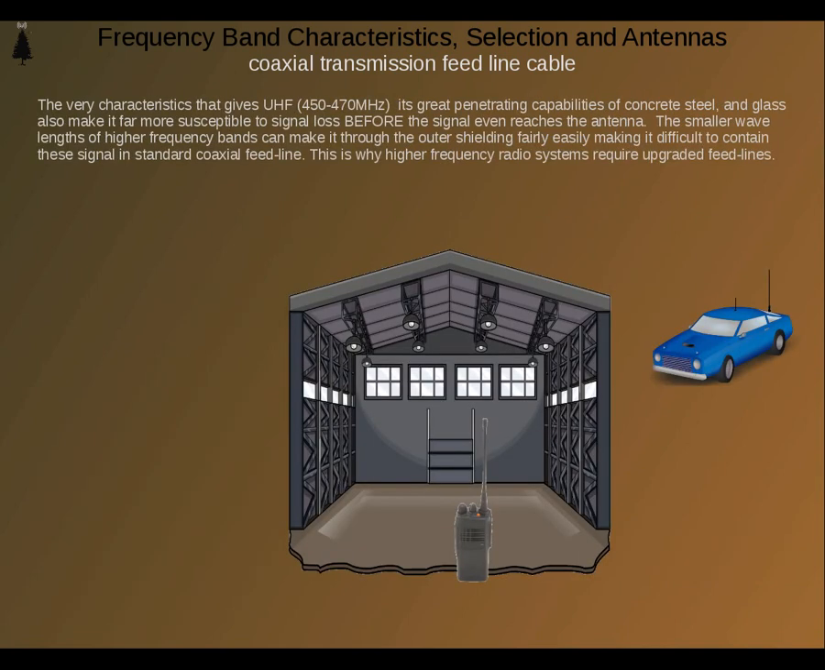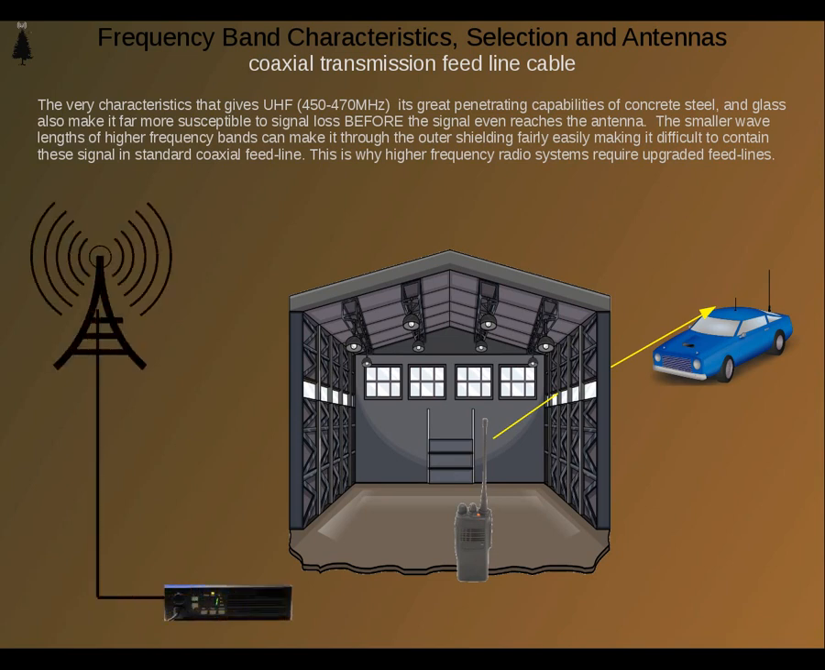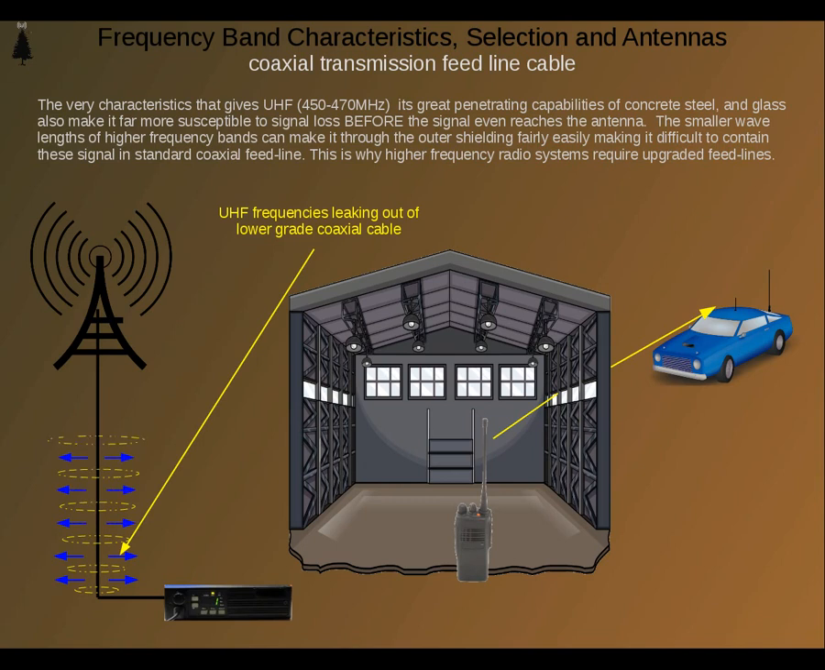The very characteristics that give UHF its great penetrating capabilities of concrete, steel, and glass also make it far more susceptible to signal loss before the signal even reaches the antenna. The smaller wavelengths of higher frequency bands can make it through the outer shielding fairly easily, making it difficult to contain these signals in standard coaxial feed line. This is why higher frequency radio systems require upgraded feed lines.